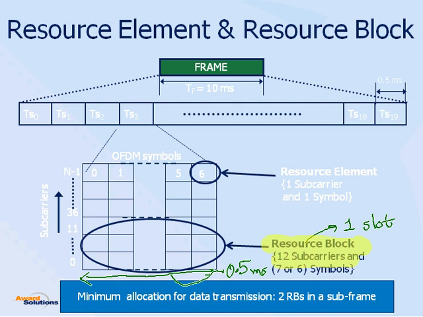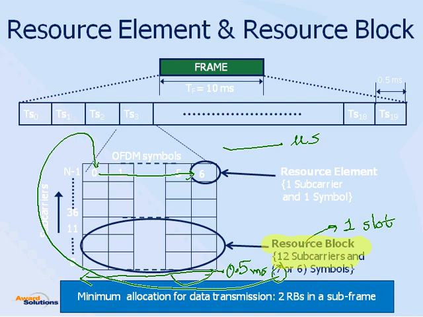And inside that half millisecond slot, I have 7 OFDM symbols. 7, 0 through 6, a total of 7 symbols. Do you remember the approximate length of the OFDM symbol? How many microseconds for this symbol time? OFDM symbol time. Approximately how many microseconds?